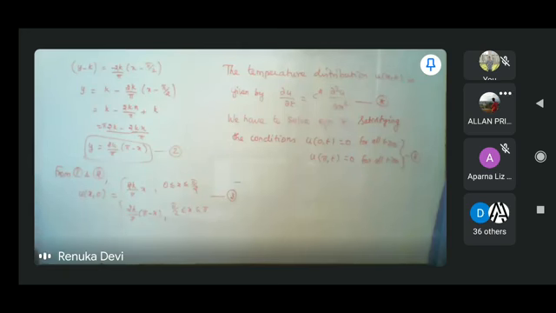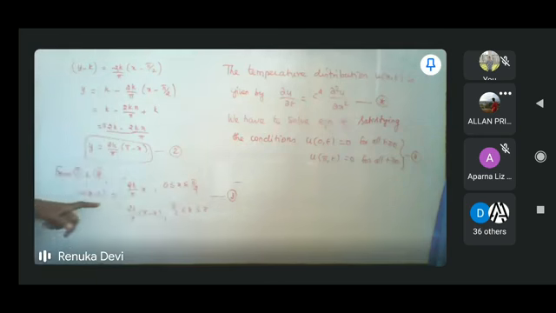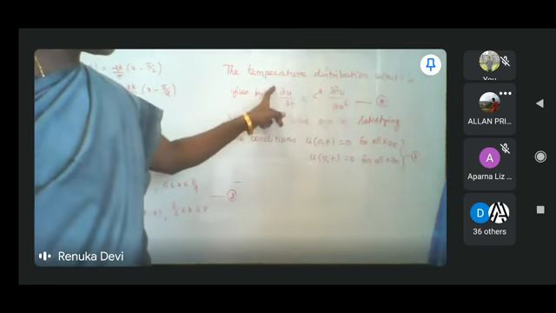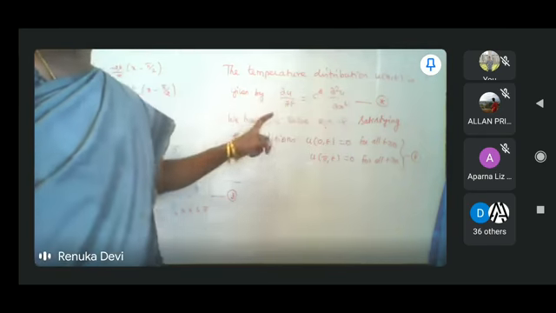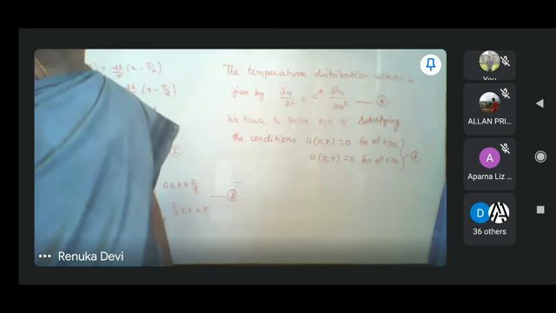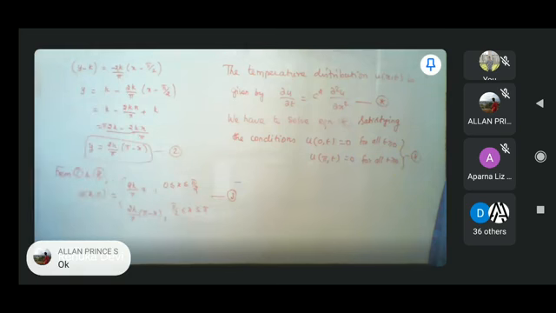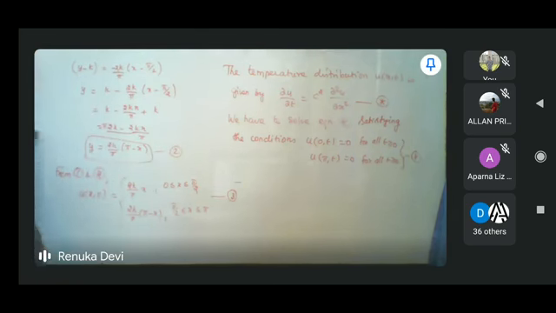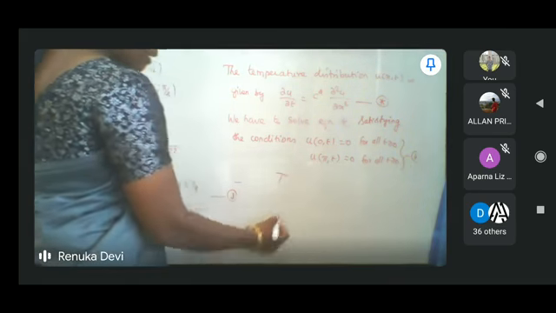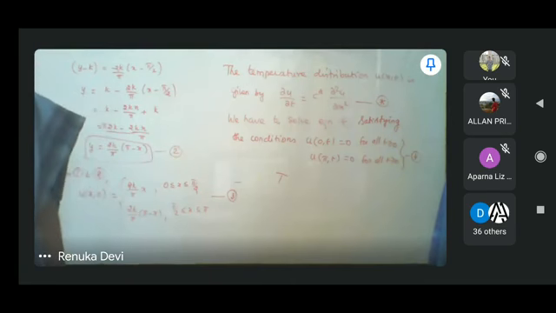Ma'am, here T is time or temperature? U is your temperature. The temperature is given by means of this differential equation. U is your temperature, t is always time. If T denotes temperature, in general, the temperature is denoted by capital T, not small t. If it is small t, then it is time.